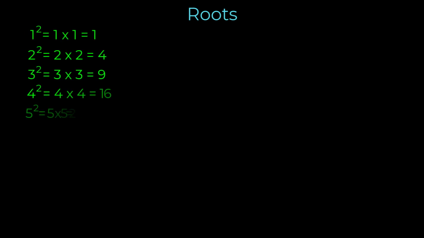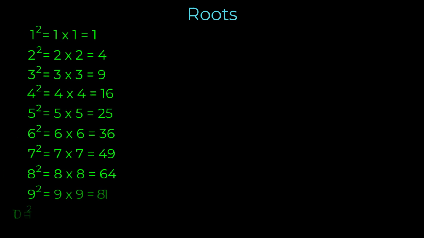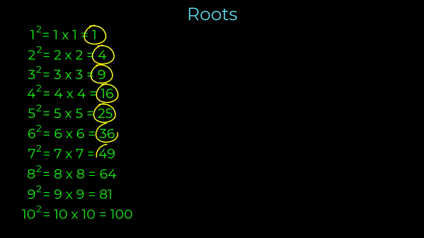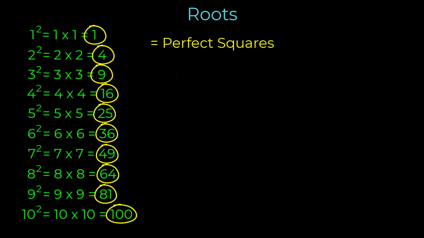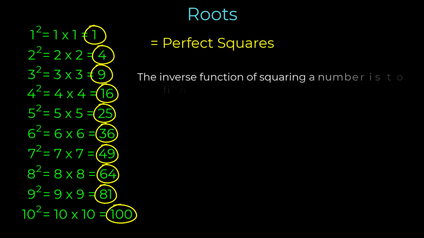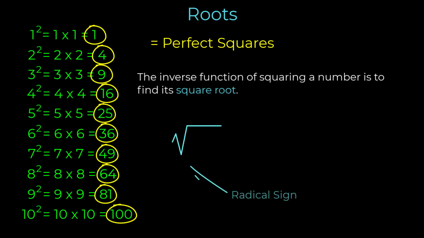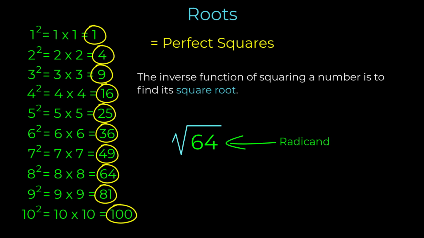Let's take the first 10 counting numbers and square them. We get the following results. The numbers 1, 4, 9, 16, etc. are said to be perfect squares. The inverse function of squaring a number is to find its square root. The symbol is called the radical sign, and the number inside the radical sign is called the radicand.